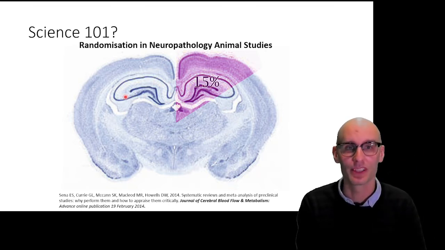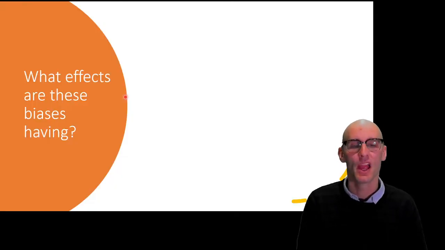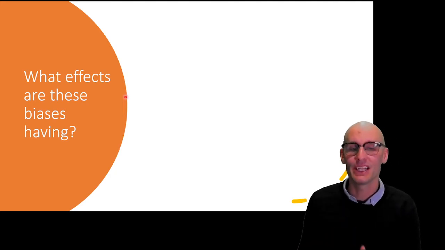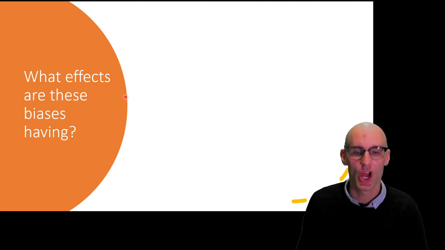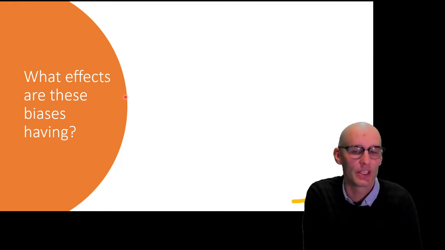Many animal studies, the majority of animal studies, are not done in a rigorous way. So what affects this lack of rigor and these potential biases that are seeping into our research? What effects is this having? Is this having real effects, or is it something that we don't really need to worry about?